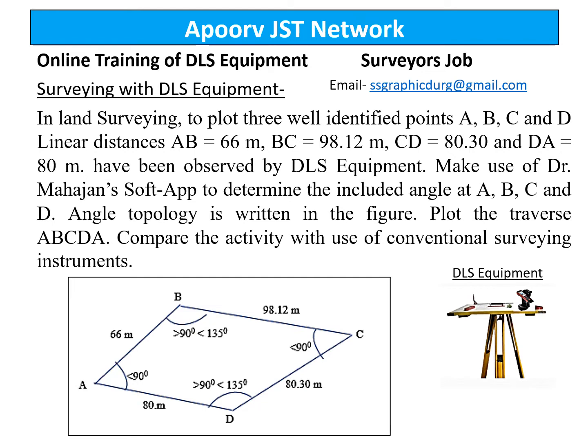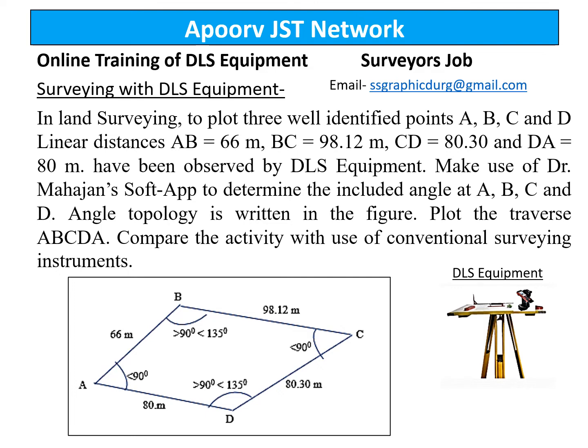To understand the importance of DLS equipment, a demo exercise is given here. In land surveying, to plot three well-identified points A, B, C and D, linear distances AB equal to 66 meter, BC equal to 98.12 meter, CD equal to 80.30 meter and DA equal to 80 meter have been observed by DLS equipment.